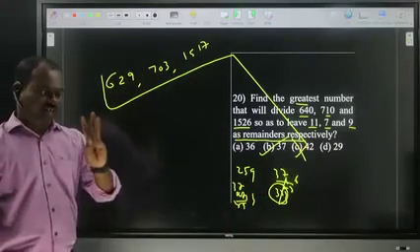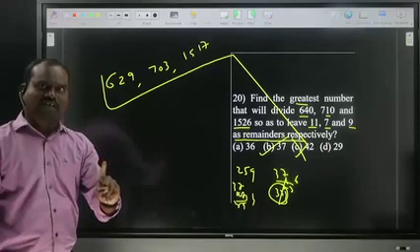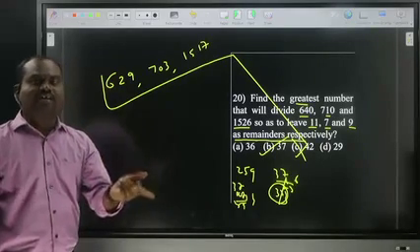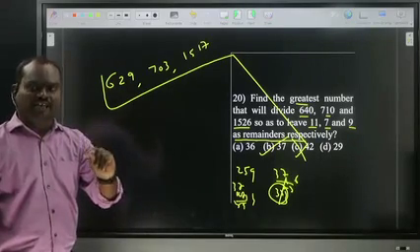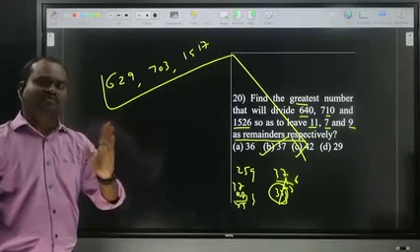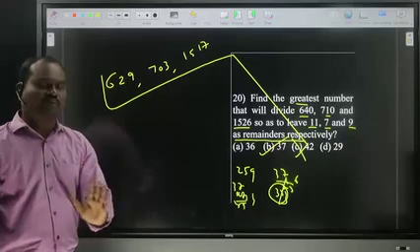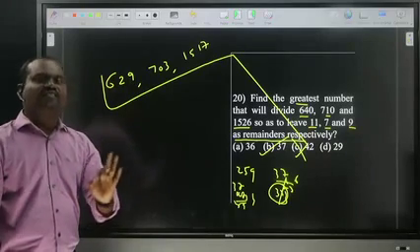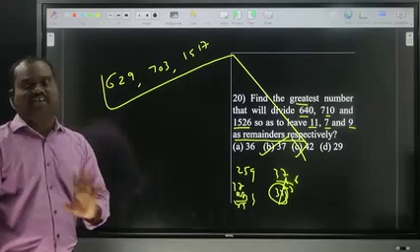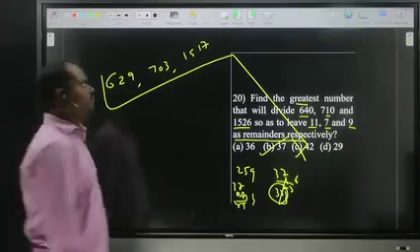Now I said three cases: exactly divides, leaving the same remainder, leaving different remainders. Exactly means just take the HCF. Leaving the same remainder or different remainders, in both cases subtract the remainder, then take the HCF. Okay? Now next.